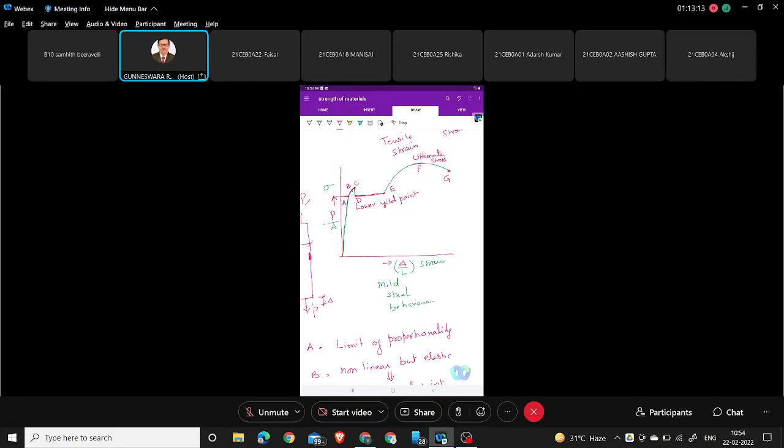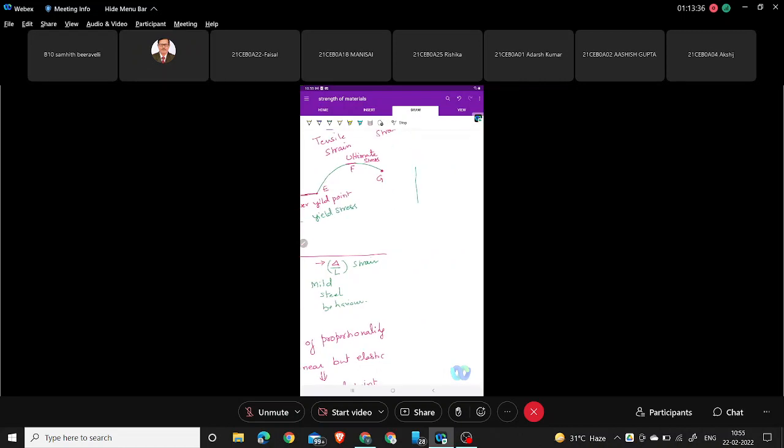All our calculations stop here. This stress is called yield stress. Practically, we assume that the material behaves something like this. So this is the yield stress.